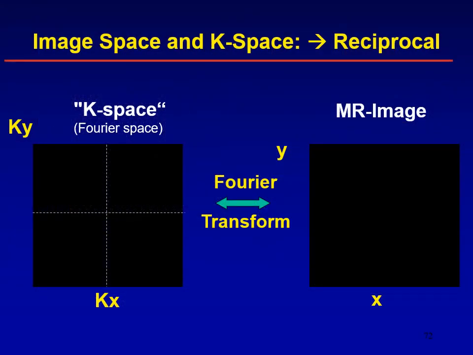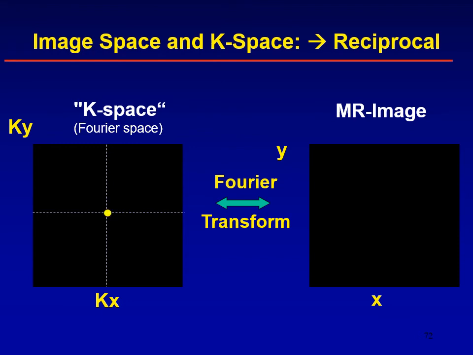It would be useful at this point to take a look at how the data is stored. Typically, with MR imaging, the data is stored in Fourier space, which is also known as K-space. And there's a reciprocal relationship between image space and K-space, which I'll illustrate with a succession of slides. The relationship between the two is the Fourier transform and the inverse Fourier transform.